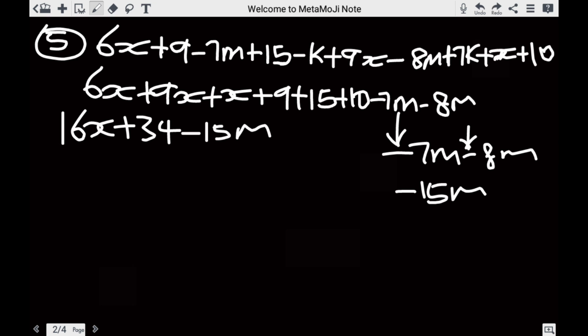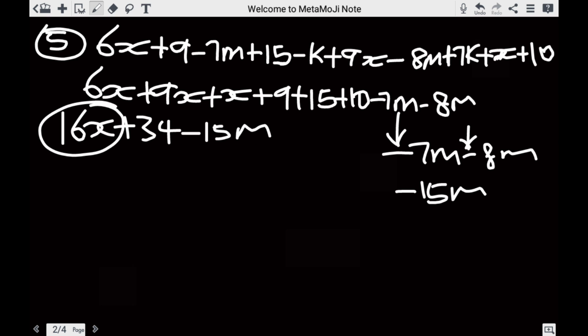Because you cannot add 16s and 34 together. Everything here is a term. 16s is a letter term, while 34 is a number. So you cannot add them together. Also, 34 is a number, while minus 15m is a letter term. So you cannot add them together either here.